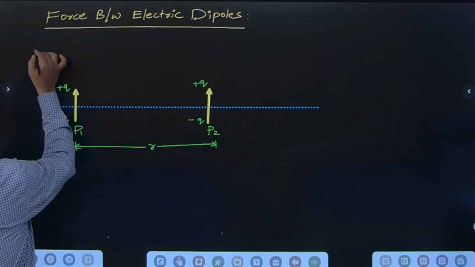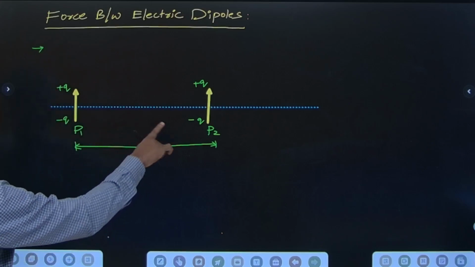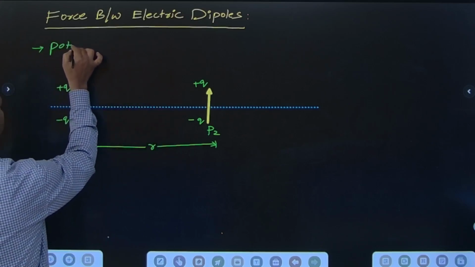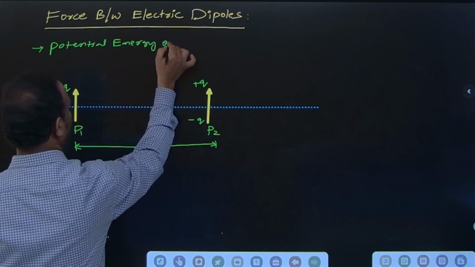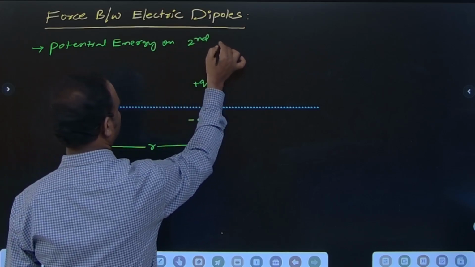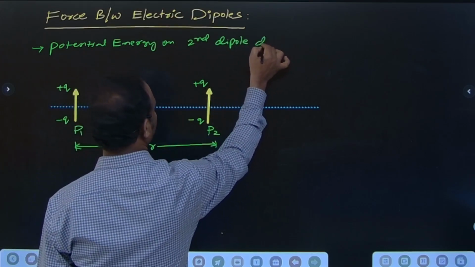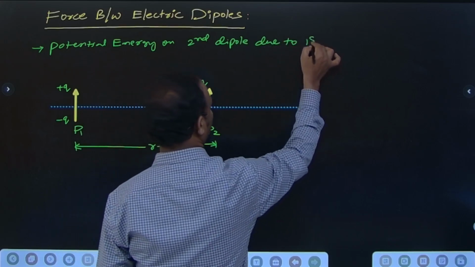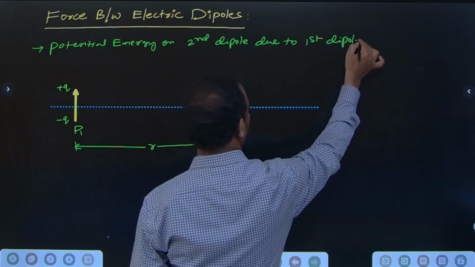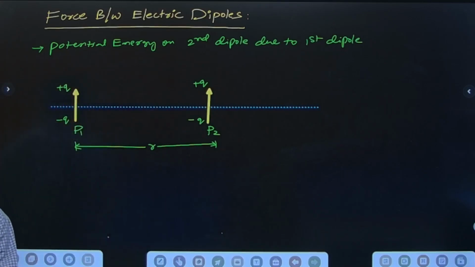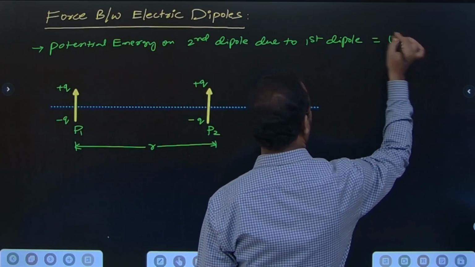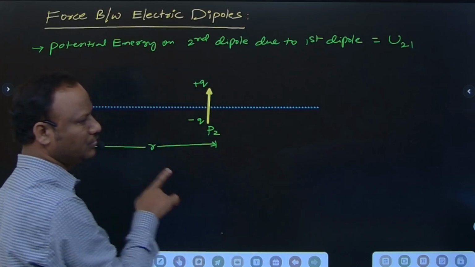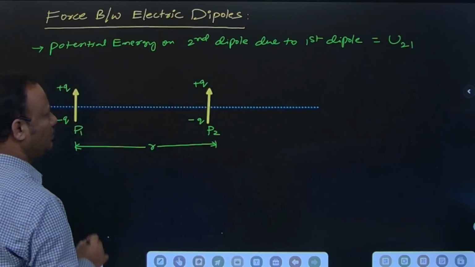Now, potential energy on the second dipole due to first dipole is equal to U21.